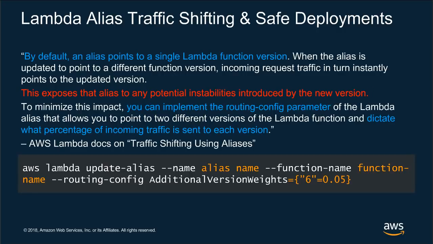And so in order to minimize this, back at the end of 2017, we launched something called traffic shifting using aliases. Now, what traffic shifting allows you to do is basically direct a certain percentage of traffic to a new version of your code via an alias. In this case, you don't have to do anything with the invocation side of the service. It will just automatically shift the percentage of traffic over to this other weight.